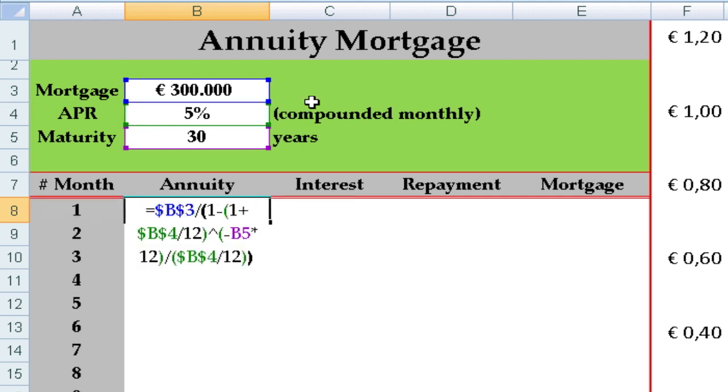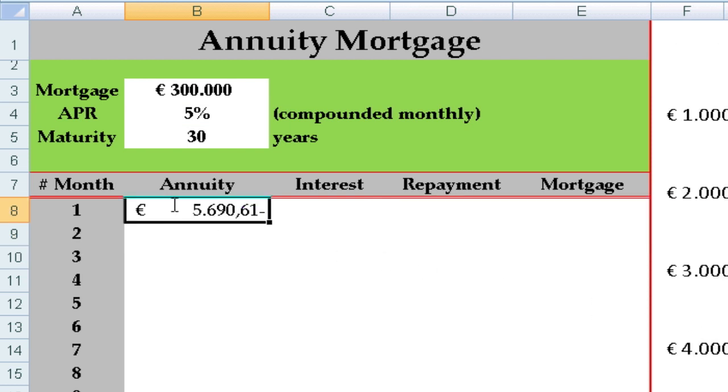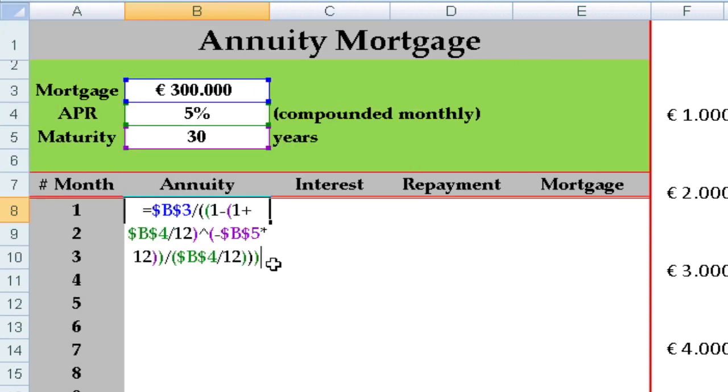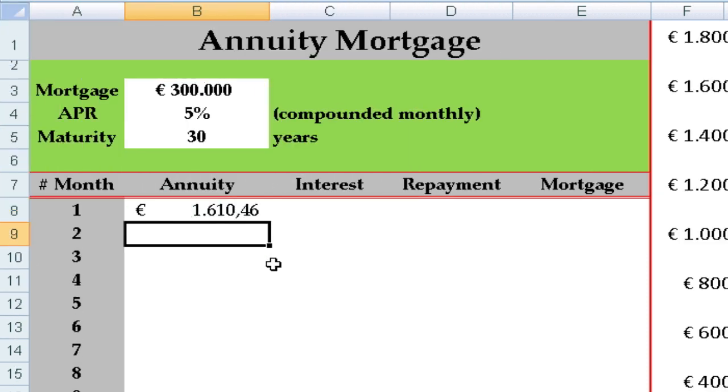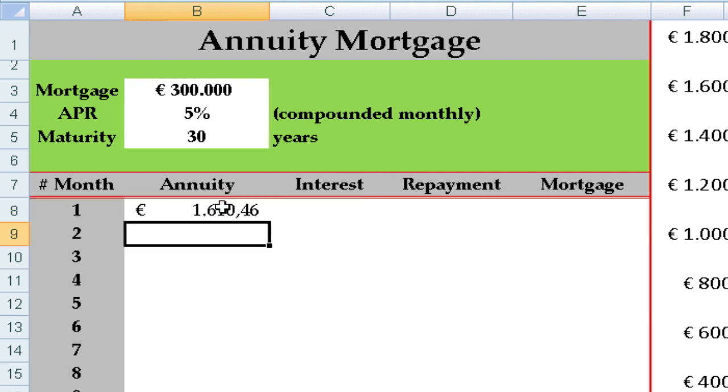And for Excel's sake, we put some extra brackets behind these, and then I made a mistake. Let me check what is wrong. And this one should go. And now we have, I'm sorry, this is somewhat tricky. Sometimes with Excel you have to look at those brackets. But this is our answer.